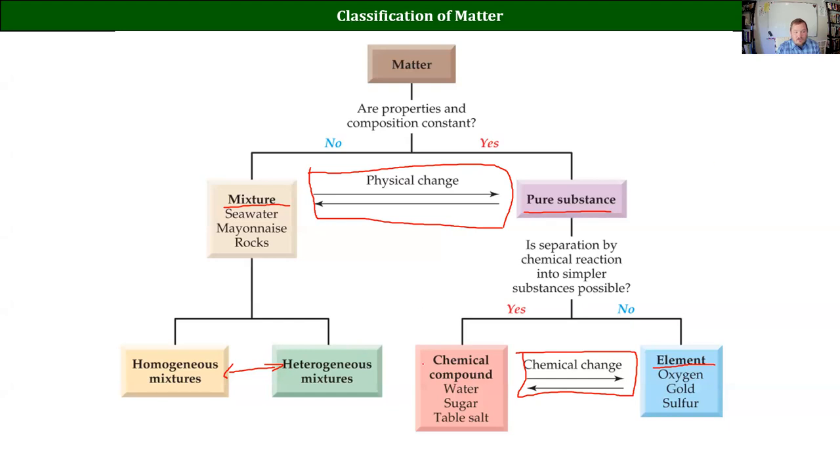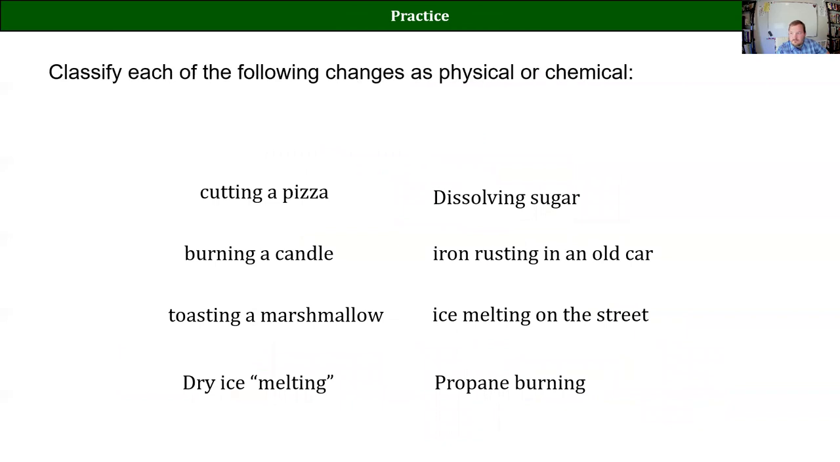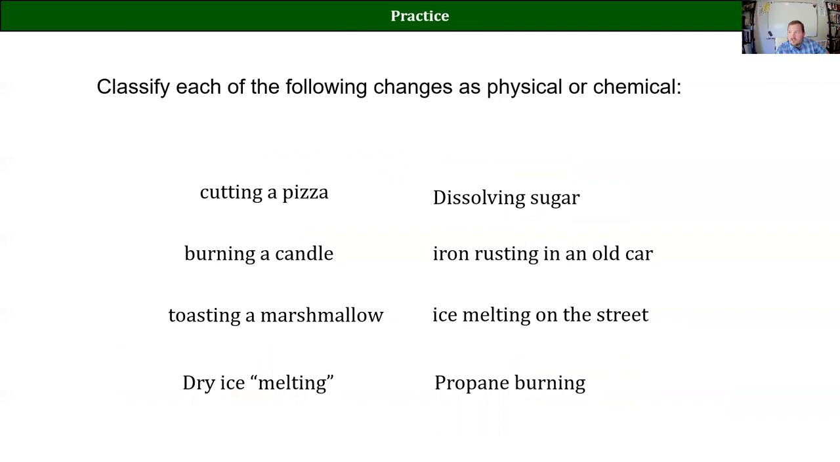All right, so that'll make more sense too when we start talking about classes of chemical reactions. But just in the context of talking about types of matter, it also makes sense to continue to think about types of change. So let's do practice with that. For each of these situations, is it a physical change or a chemical change? I'll give you a second to get started on this and we'll talk about them.